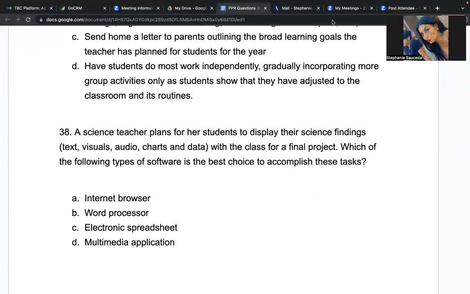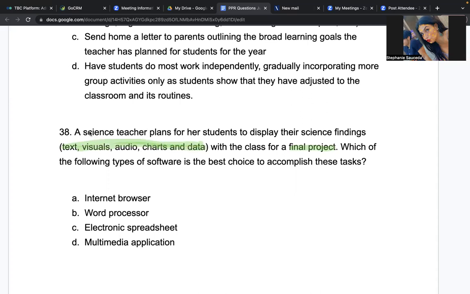So, what should we highlight? What is important for us to pay attention to? The science teacher, the text, visuals, audios, charts, and data. That's everything that needs to be presented in the final project. Everything in the final project, right? And so, yeah, for the purposes of the PPR, yes.